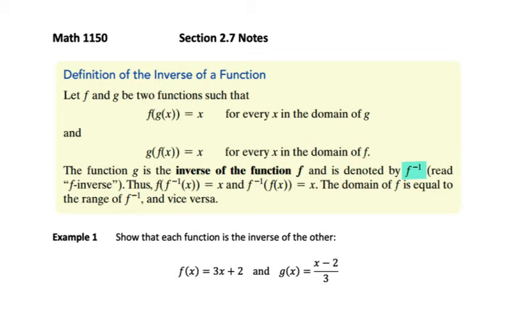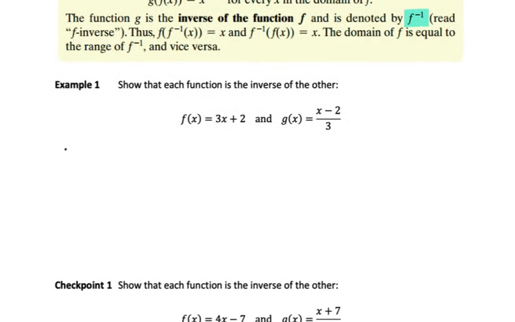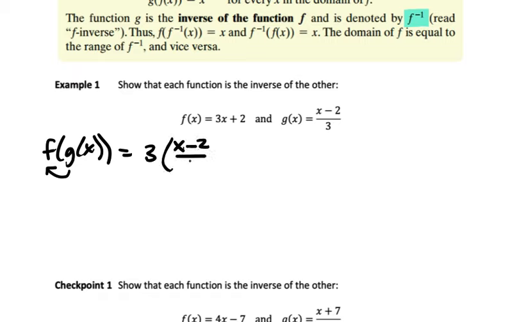So we're going to look at example 1 from the textbook. It says to show that each function is the inverse of the other. So what we need to calculate first is f of g of x. Then we need to calculate g of f of x. So f of g of x means that we plug g into f. So I'm going to replace x with x minus 2 over 3. So 3 times x minus 2 over 3 plus 2.